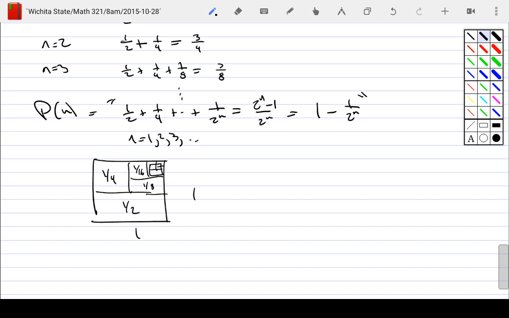It's 1, the entire thing, minus a 16th. Why does it have to be a 16th? Because that's a 16th, and it's half of what was there. It was half of an eighth. That's why it's 1 minus the one before. It's everything minus that. Is everybody okay with that?